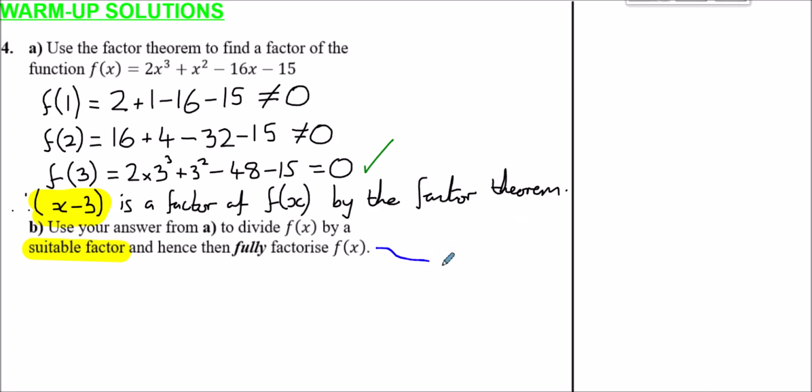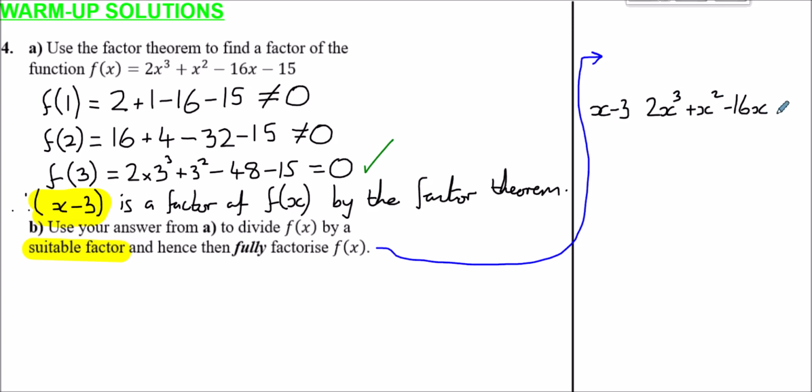So just popping it over here. We're going to take the polynomial, which is this, and divide it by this factor, which was x minus 3. So we're dividing 2x cubed plus x squared minus 16x minus 15 by x minus 3.